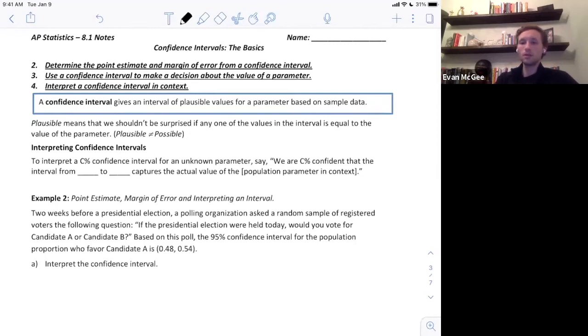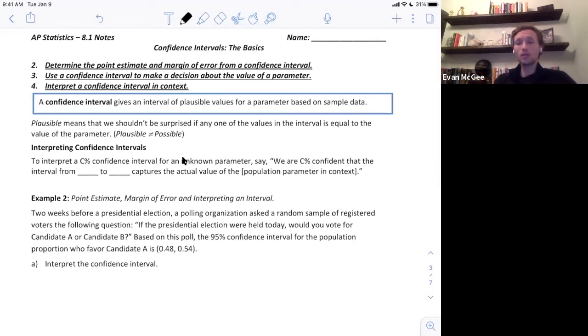Just a reminder that a confidence interval gives an interval of plausible values for a parameter based on sampled data. The word plausible does not mean possible. They don't mean the exact same thing. Plausible means we shouldn't be surprised if any of the values in the interval is equal to the value of the parameter, which is not the same thing as all possible.